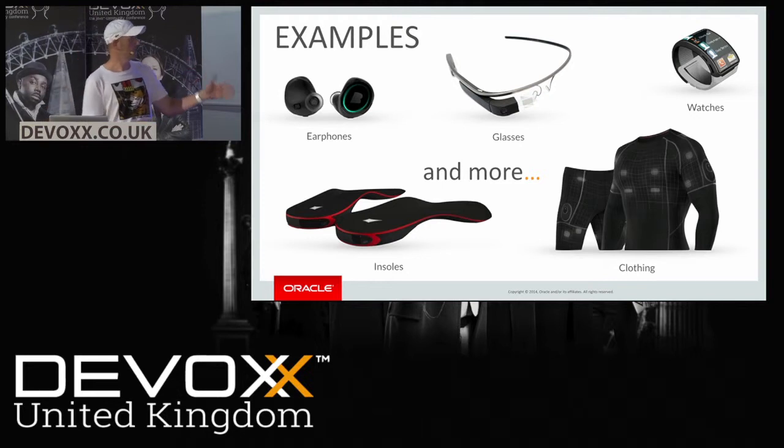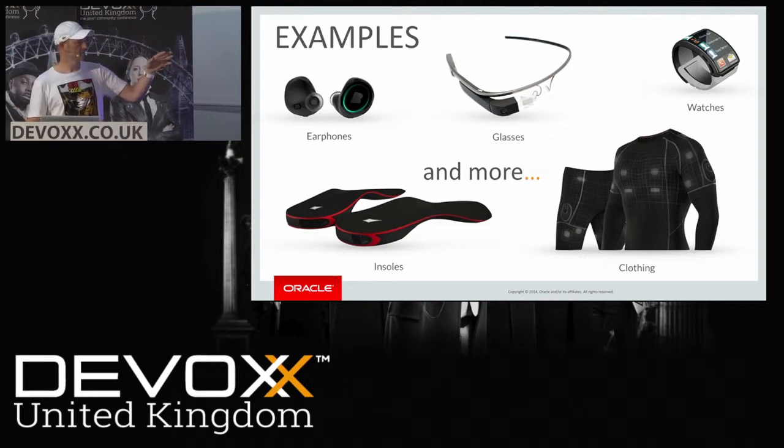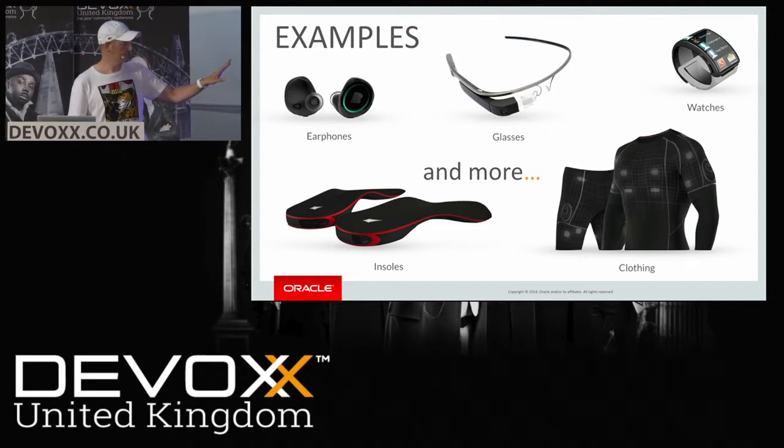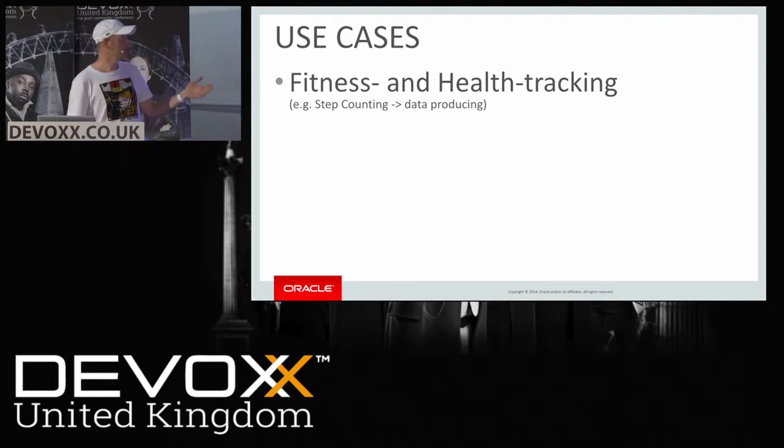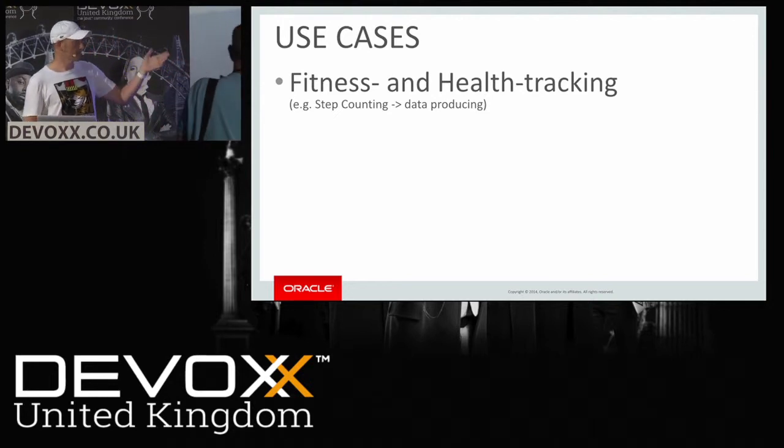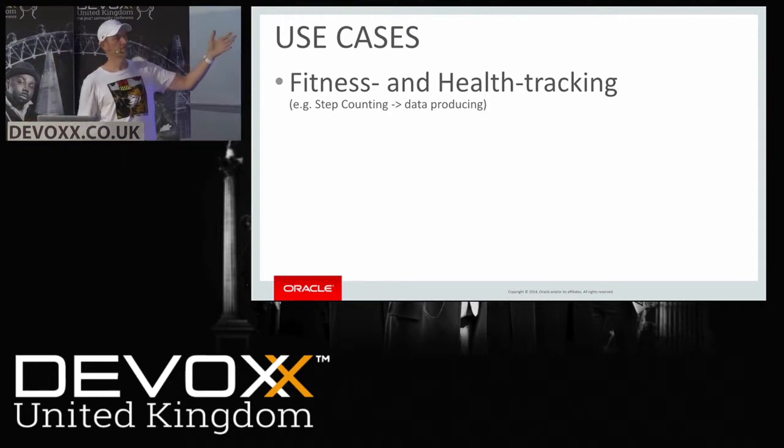You have earphones, not available yet. They will come in September, hopefully. Then Google Glass, smartwatches, clothing, insoles. Very interesting things. And there are many, many more of these things. And the use cases for these wearables are usually something very popular: fitness and health tracking, right? Who uses something like that for fitness and health tracking? Most of the people, right?